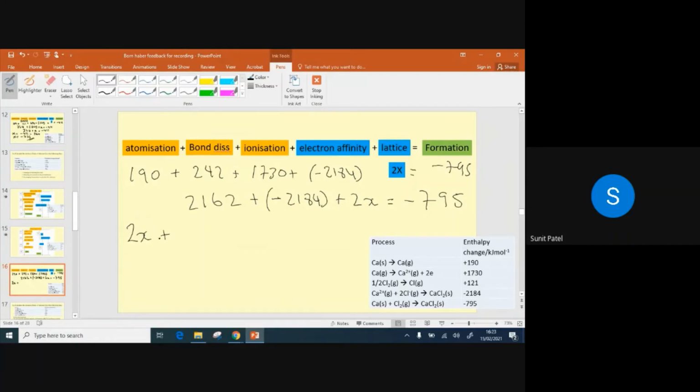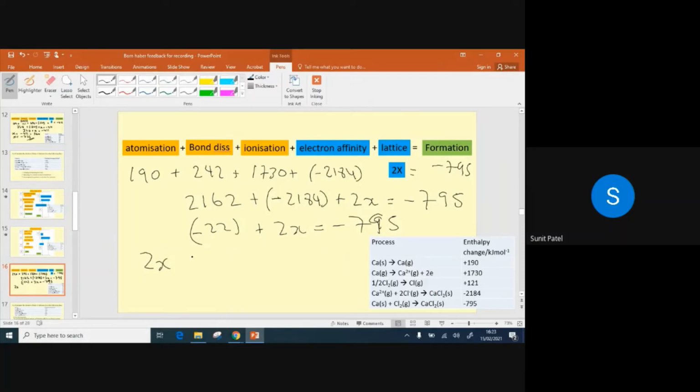So 2162 added to minus 2184. I get a total of minus 22. Put that in brackets. That is equal to 2x. Which is equal to minus 795. Oops, 795. Again, what have I put 2x there for? Let me just get rid of this one. Apologies. Too many 2x's on there. Don't need it just yet. We will need it now because we're going to have 2x on its own here.